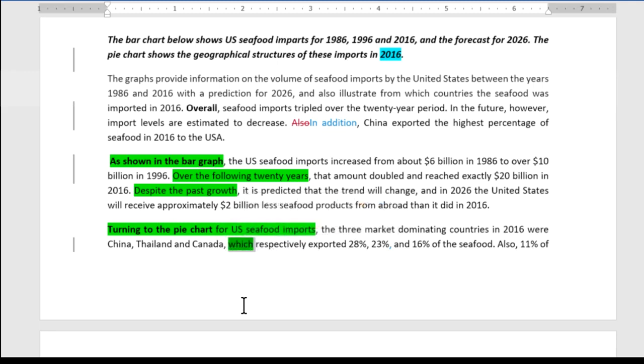Which is a relative pronoun. These are useful for forming complex sentences. Which, that, where, when, who. So these are really useful.